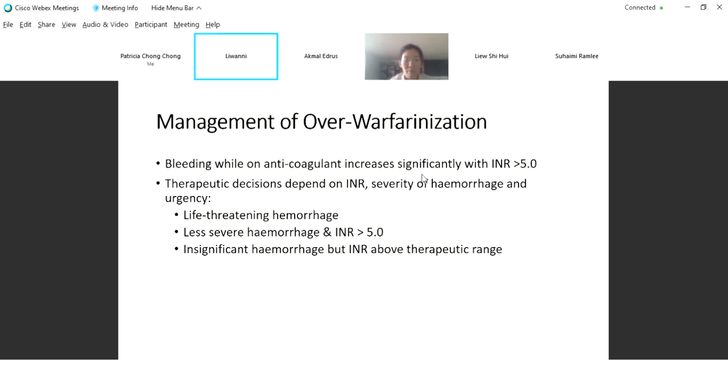So bleeding while patients are on anticoagulation increases significantly with INR more than 5. And then the therapeutic decisions depend on the INR, the severity of the hemorrhage, and also the urgency.